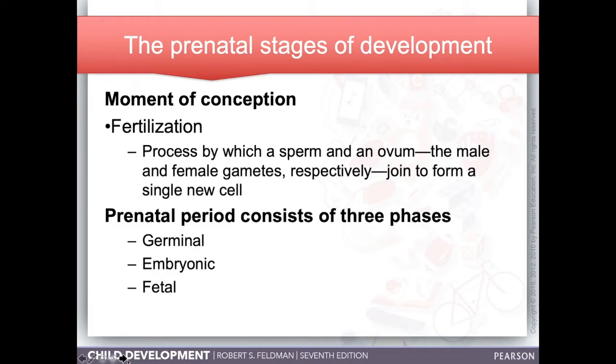The prenatal stages of development are shown here. The moment of conception, which is fertilization, is the process by which a sperm and an ovum, the male and the female gametes respectively, join to form a single new cell, or sometimes double. The prenatal period consists of 3 phases: the germinal, the embryonic, and the fetal, which we will explore in a much more detailed PowerPoint next class.